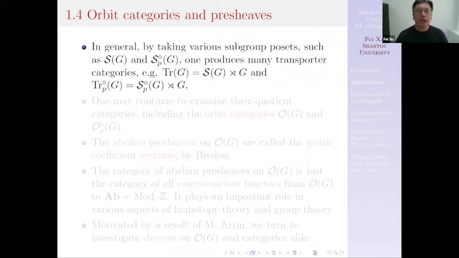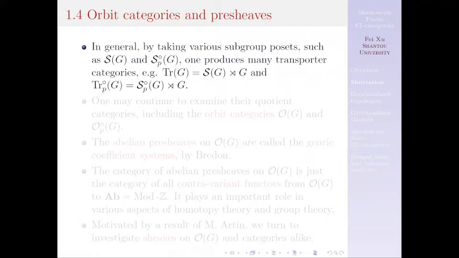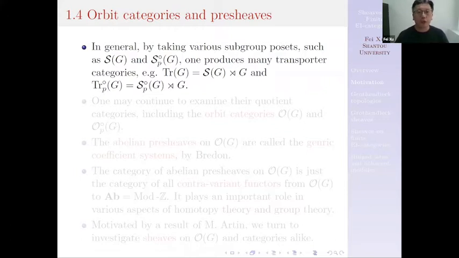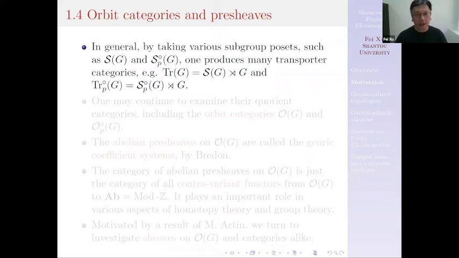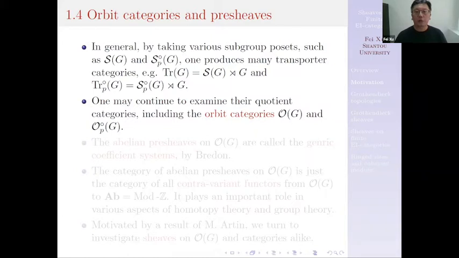subgroups of G, and this SpG with a circle means the poset of all non-trivial p-subgroups of G. Then you can do the same thing, do the Grothendieck construction of semi-direct product to get the transporter categories. And from here, you can continue to study their quotient categories. So you identify some morphisms, and then you can get the sort of orbit category and the p-orbit category.